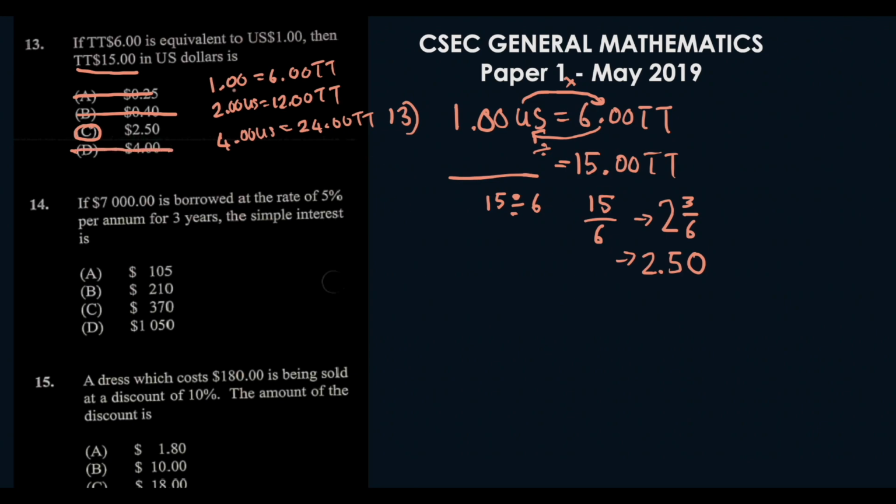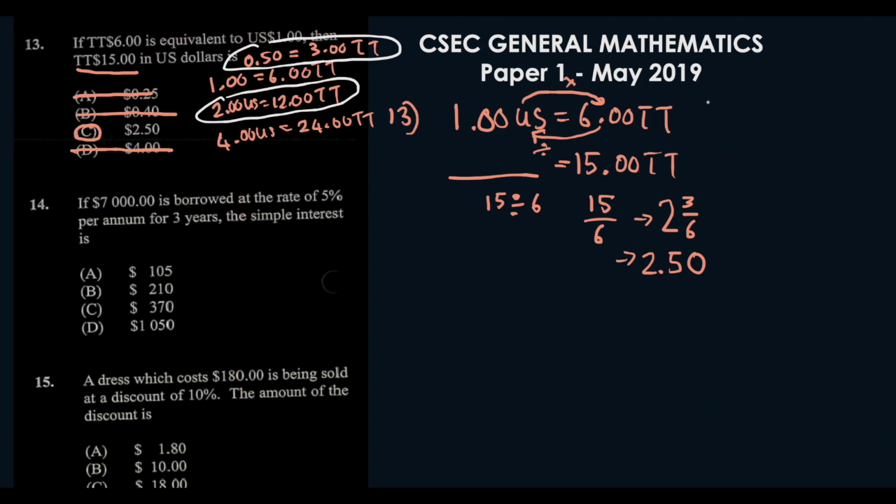Okay, so if $1 now is $6, that must mean that 50 cents is what? Half of 6, which is $3 TT. So now that $3 plus the $2 here, so this and this would be $2.50 together, which would be 12 plus 3, 15. $2 plus 50 cents, $2.50.